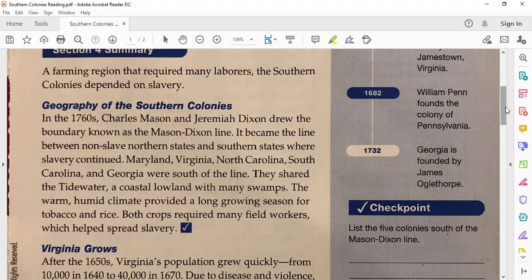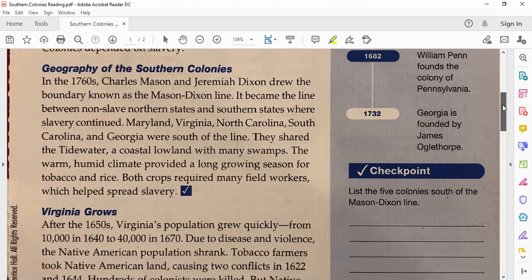Okay. So we're going to look at the first part here, and I'm going to go over this together, because a farming region, we're talking about the Southern colony, required many laborers. The Southern colonies depended on slavery. And we've already talked about the fact that the Southern colonies primarily depended on a wide variety of labor force, including indigenous people, indentured servants, and African slaves. Okay, so we've talked about all three of those already.